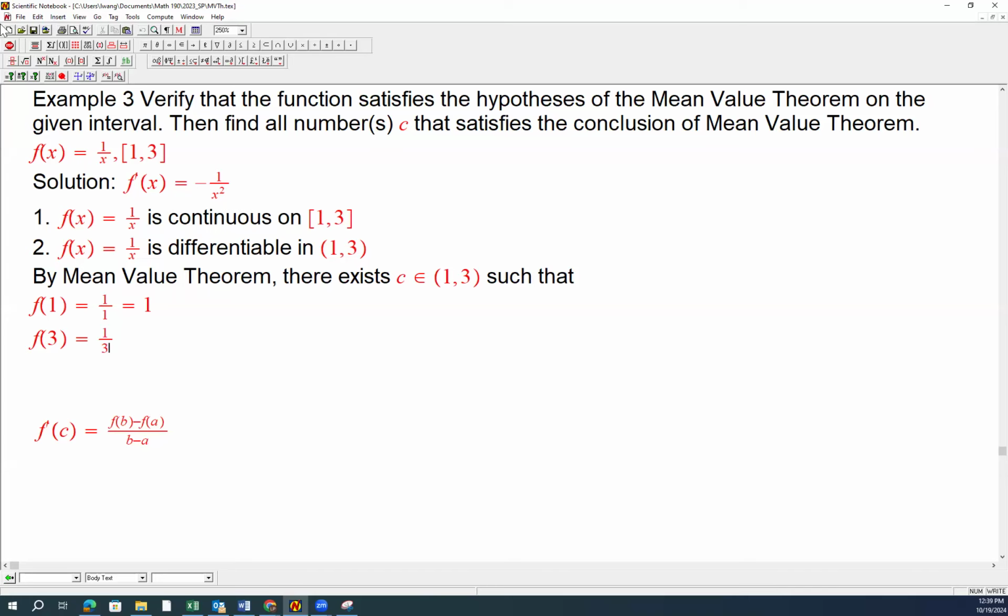1 over 3. So next we're going to plug in the numbers. Derivative, x is replaced by C. 1/3.